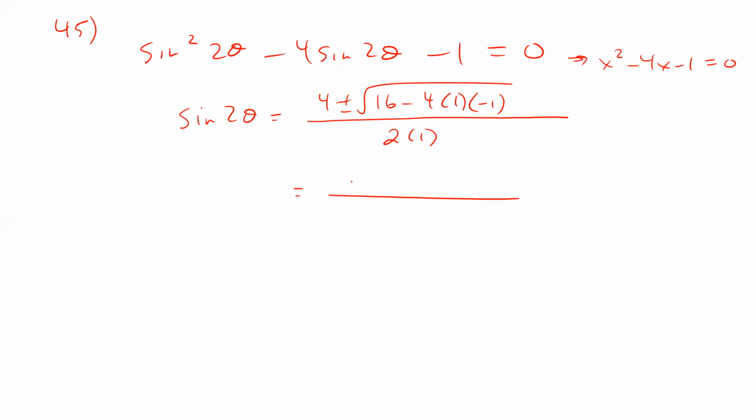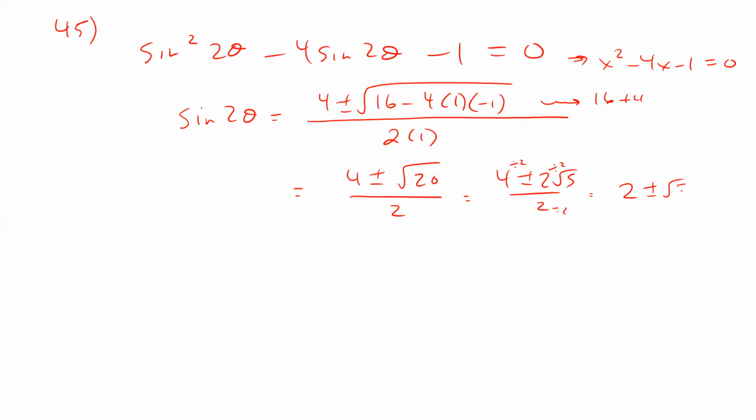All right, this is a fun one to do. Let's see, inside the square root I have 16 plus 4, so that's 20 over 2. That becomes 2 root 5 over 2. And I can reduce each of these by 2. Oh, that's nice. The denominator goes away. I'm left with 2 plus root 5, 2 minus root 5. This is going to be fun.